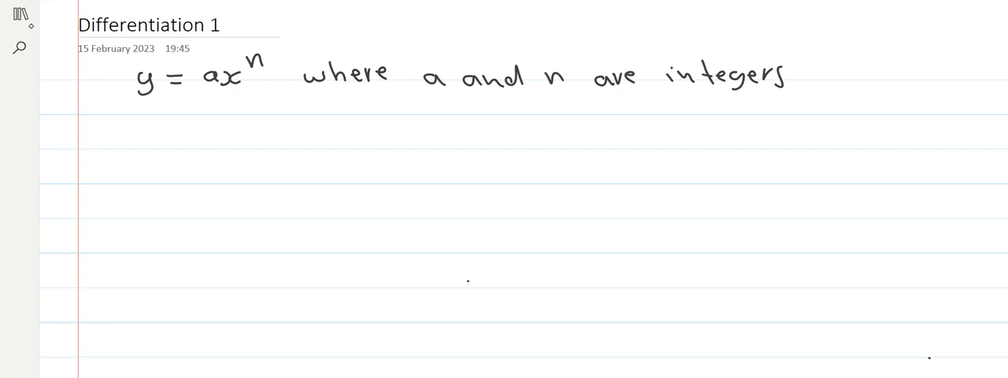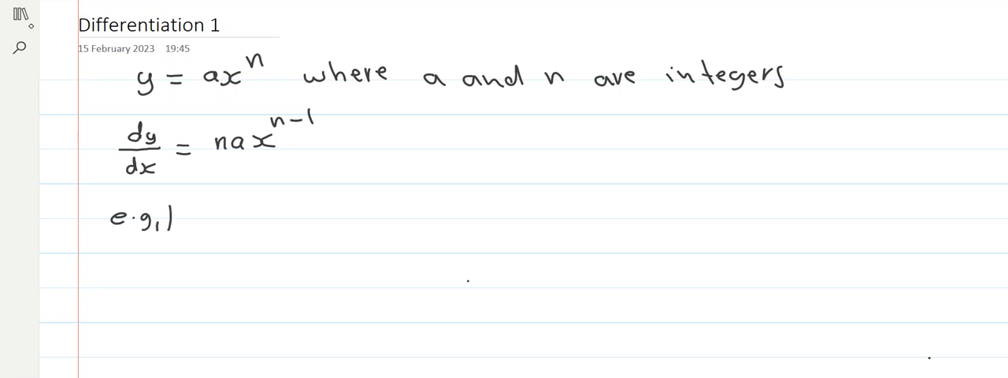So the left hand side, we just have a letter y. So all we have to do, we're going to put dy over dx. The right hand side, we're going to multiply the power n by a, which is the coefficient of x. And we're going to subtract 1 from the power. Okay, I'm going to repeat the rule. We multiply the power by the number in front of x, which is a, and we subtract 1 from the power. Let's go through example.